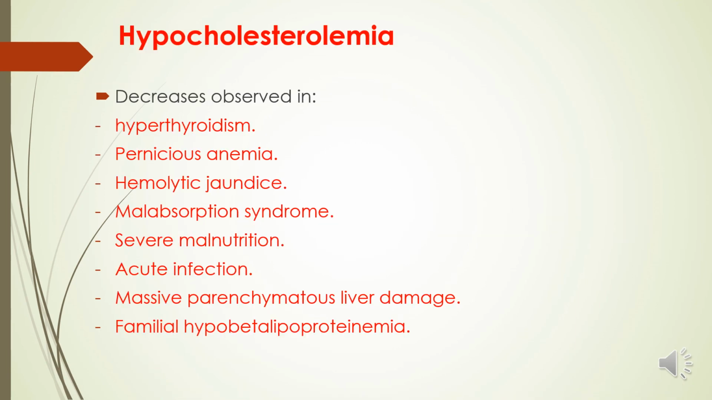The last topic in this lecture is hypocholesterolemia, which is decreased level of cholesterol in blood below the normal level, which is 150 as a lower limit, 150 milligrams per deciliter. Some of the causes of hypocholesterolemia. First is hyperthyroidism, which is a common cause for hypocholesterolemia. Other causes may be pernicious anemia, hemolytic jaundice, malabsorption syndrome, and other causes that will be discussed in a separate lecture.